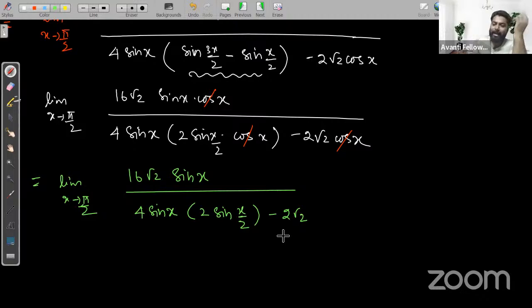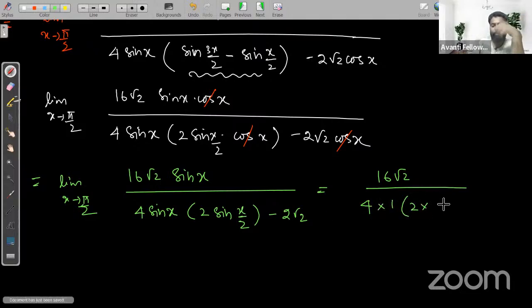We know that when we put the limit directly, sine of pi by 2 will be 1. So in the numerator, we have 16 root 2 upon 4 into sine of pi by 2, which is 1, into 2 into sine of pi by 4. That is sine of pi by 2 upon 2, that is pi by 4. So 1 by root 2 minus 2 root 2. Is it or not? Yes or no? Clear?